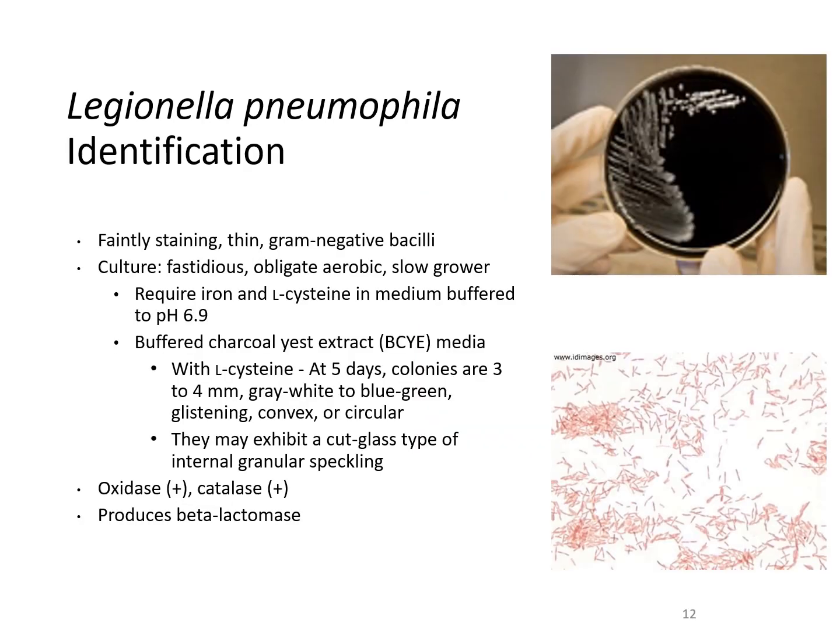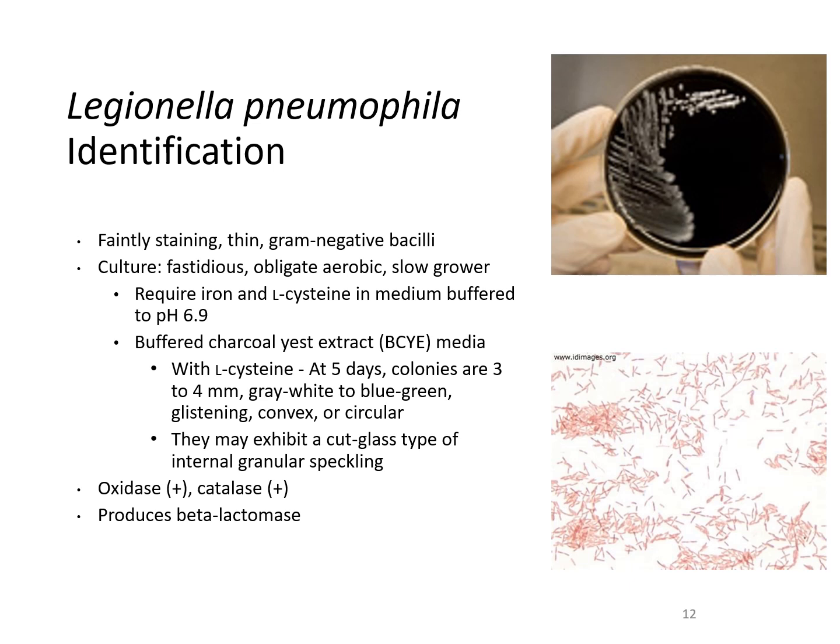These organisms are faintly staining, thin, gram-negative bacilli. They are obligate aerobic, and they are slow growers. They again require iron and L-cysteine in the media to help them grow. An example of a media that would be used is buffered charcoal yeast extract media that has L-cysteine in it. At about 5 days, this organism is about 3 to 4 millimeters, and it is gray to white with a bluish green hue. It is glistening, convex, and circular. They can also exhibit a cut glass type of appearance on the plate.